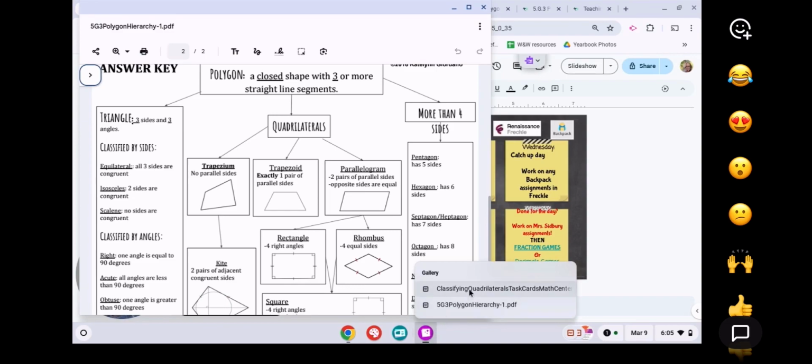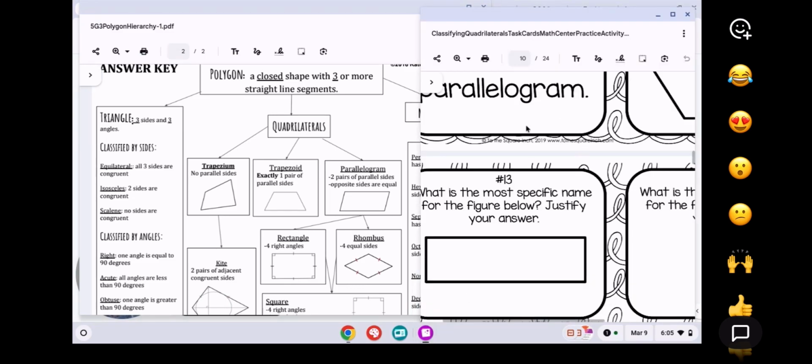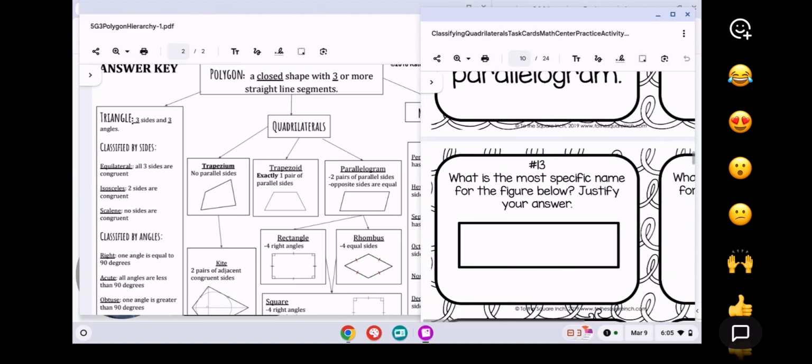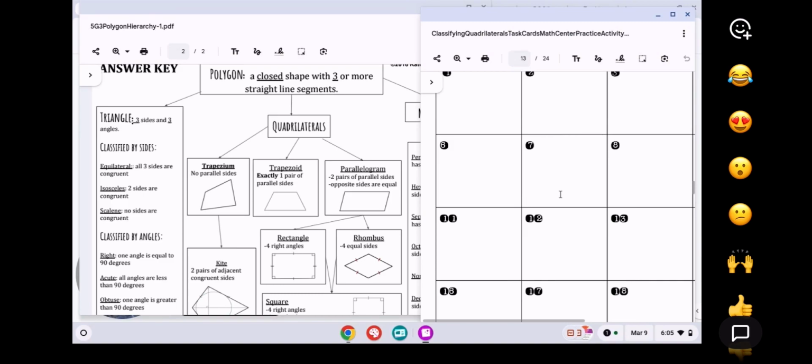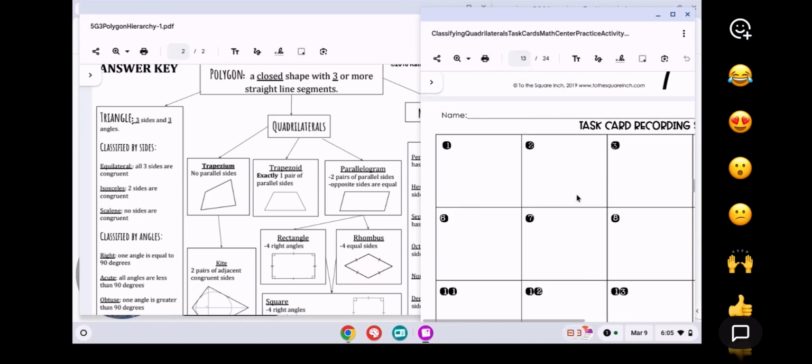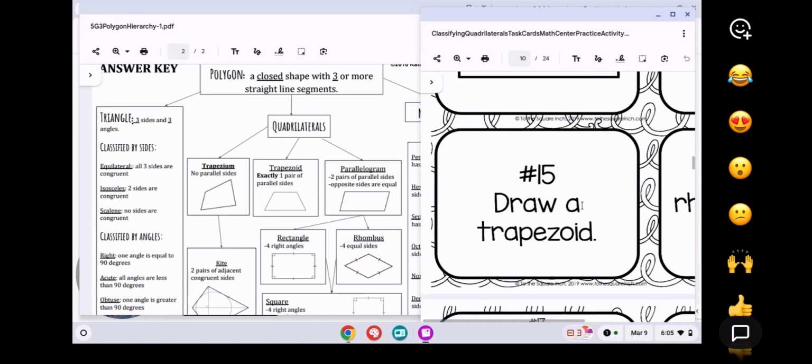The other material you're going to need is the cards that look like this. They should be in a Ziploc. And then once you have that, you will also need a recording sheet. It just has a bunch of squares. That's where you're going to be writing your answers.